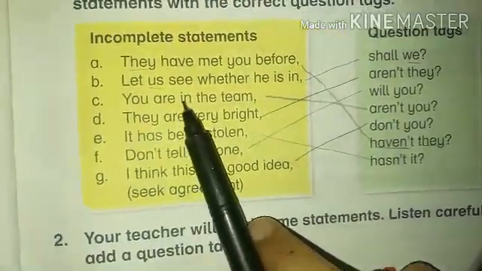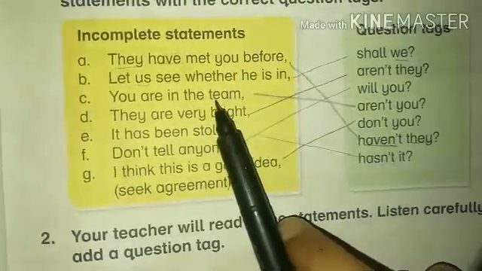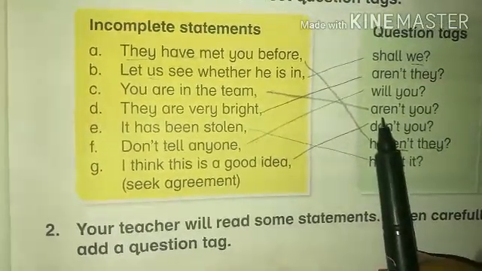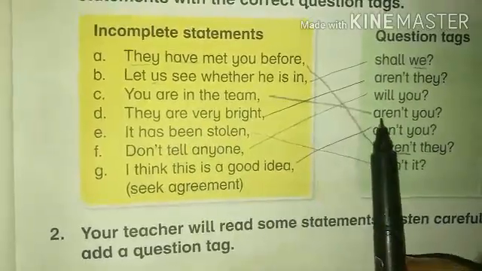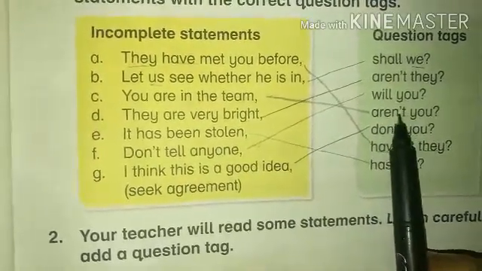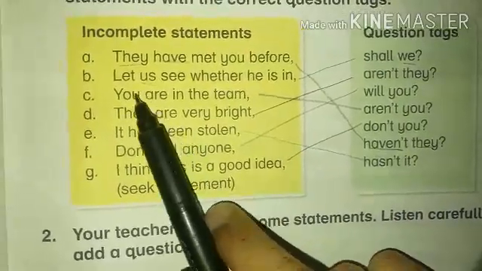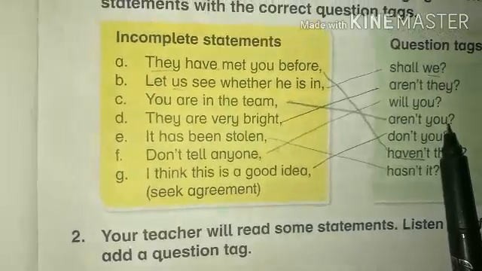Now part C is "you are in the team, aren't you?" This is a positive statement, and we have matched it with a negative question tag. But here the verb is "are," and "are" is the same, and we have added "not" to make it a negative question tag, and here the pronoun is "you," so we have used the same pronoun "you" over here.